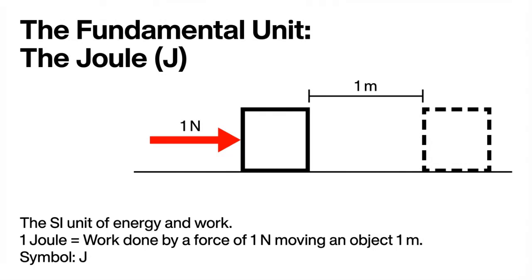Energy and work are measured using the joule, represented by the symbol J. 1 joule is defined as the amount of work done when a force of 1 Newton moves an object 1 meter. To visualize this, imagine applying a push with a force of 1 Newton on a box, causing it to move exactly 1 meter along a surface. This simple relationship helps us quantify energy transfer and work in a clear, standard way, forming the foundation for understanding power and efficiency in physical systems.